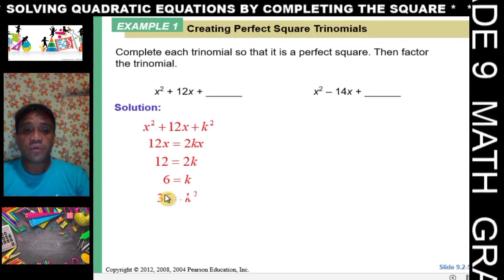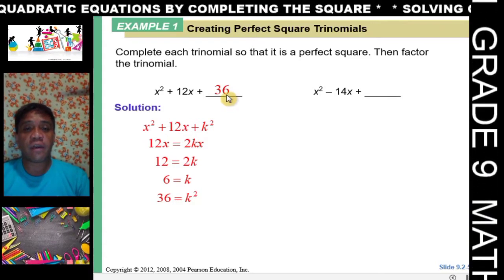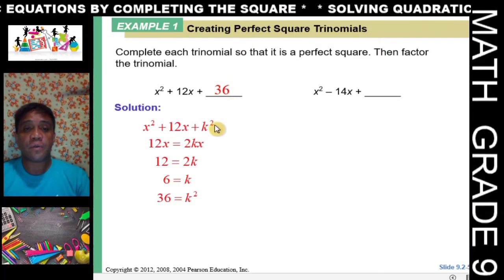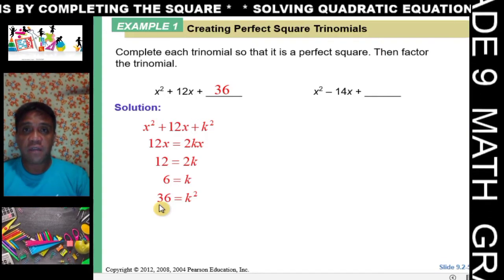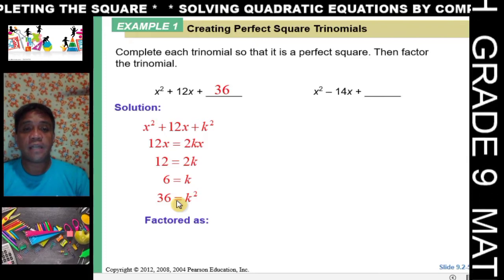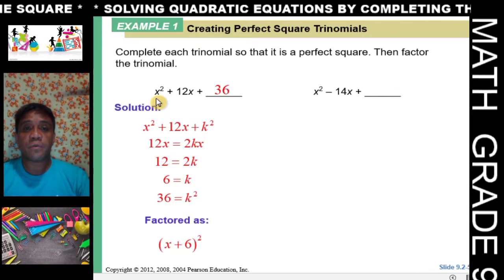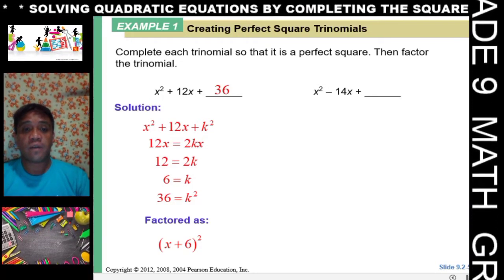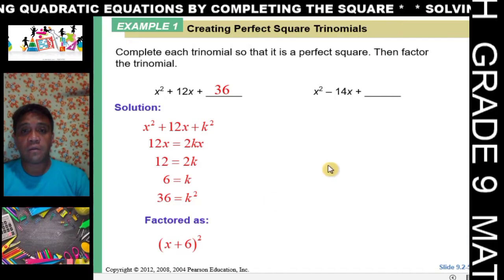Then we're looking for the k squared. The square of 6 is 36. So therefore we have the factored form. From the perfect square trinomial x squared plus 12x plus 36, we have now as a factor the quantity x plus 6 squared.